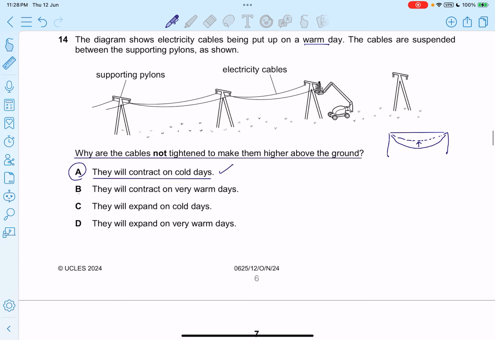Option B is wrong, because on warm days it will expand. So B is automatically wrong. They will expand on cold days is also wrong, because they should contract on the cold days. And number D, they will expand on very warm days, but they're asking why the cable isn't tightened more so that it's higher up. So this is not explaining what is being asked. So 14D is wrong, but A is correct.